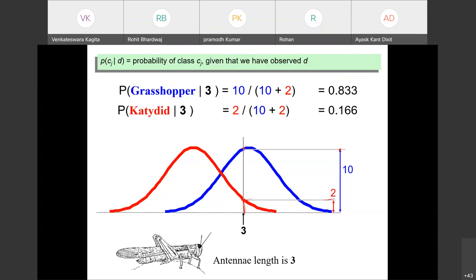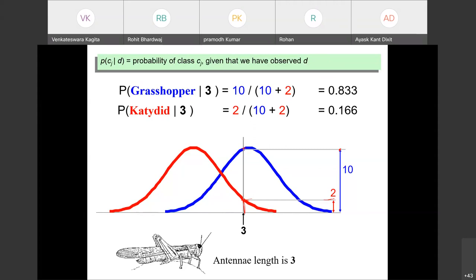Is my audio missing? Could you hear me? Could you hear me or not? Yeah, okay. Yes, sir. So somebody is saying that audio is missing. Okay. So Maumita ma'am, please check your audio. All right.